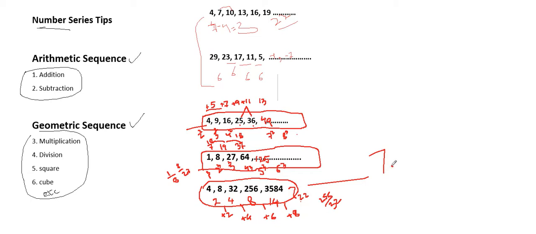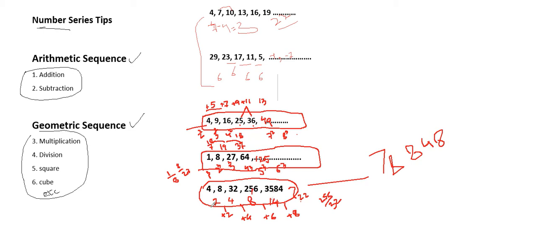So the next number is 78848. As we said, it's simple: 4 times 2 is 8, 8 times 4 is 32, 32 times 8 is 256, and 256 times 14 is 3584.